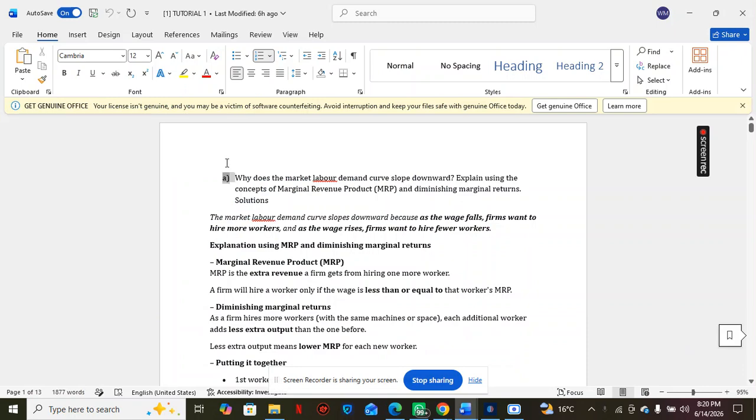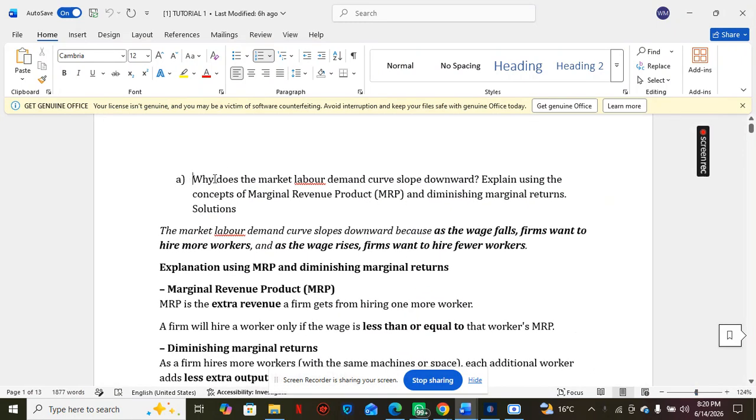Yeah, so we're going to start with our first question here. It says, why does the market labor demand curve slope downwards? Explain using the concepts of marginal revenue product and diminishing marginal returns.